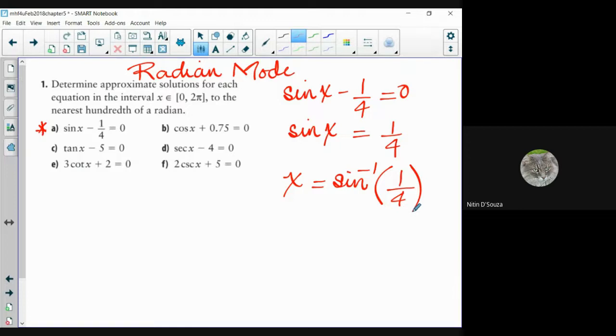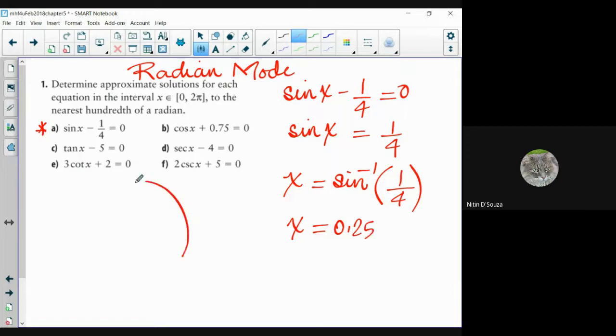So I got 14.47 because I'm in degrees. So if I do sine of 0.25, I get 0.25, because this happens in radians. That's why it's fine. So x is equal to 0.25. Let me explain what this is saying.